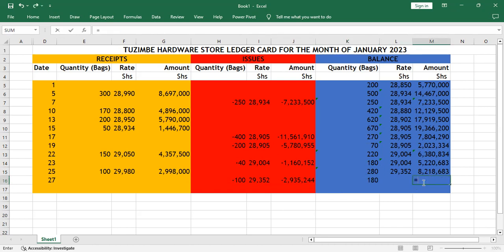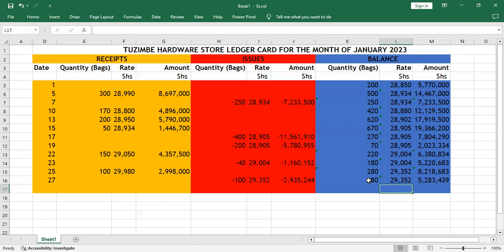Then the amount for the balances will also reduce by the amount of the bags. We end up having 5,283,439. So to get the average cost per bag, you know how we do that. We get the cost of the bags available to sell divided by the number of units available for sale.